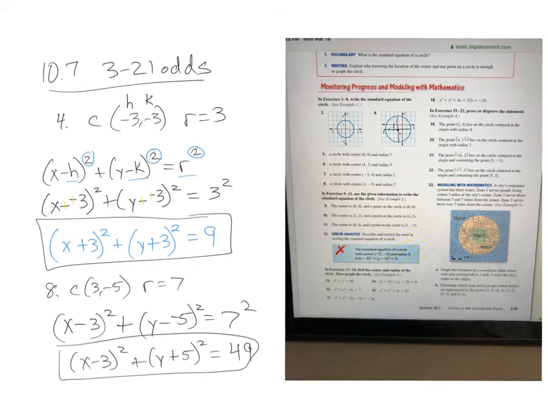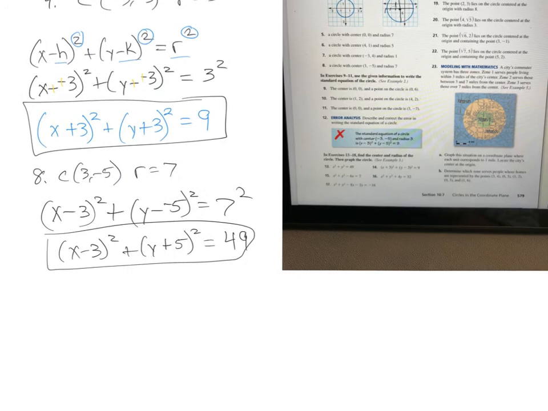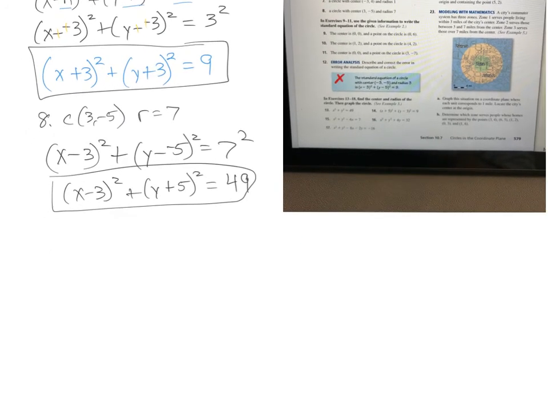Okay? All right, now let's go on and look at number 10. All right, so I'm going to move all this up a little bit. Okay, and number 10, the center is at 1, 2. It doesn't give the radius, so we need to figure out what the radius is. So if we drew a nice little graph here and put the center at 1, 2 and had a point at 4, 2, 2, 3, 4.